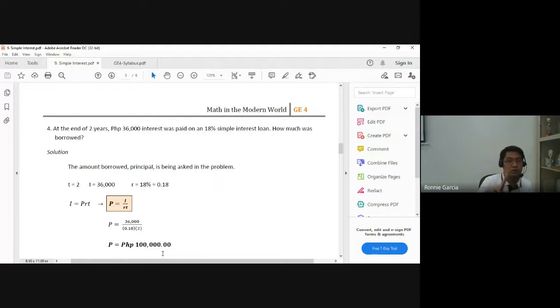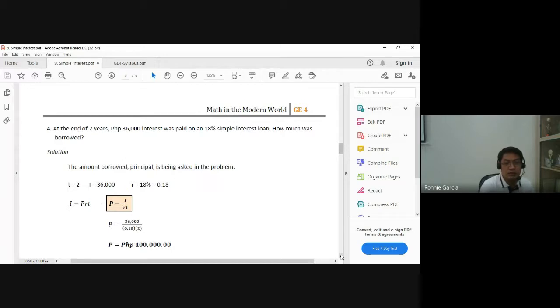So imuha na pong i-solve karon is I is equal to PRT, na ang gawas sa value sa I kay 36,000. So i-check nimo, checking na ni 100,000 times 18% times 2 years. 36,000 ang magawas, di ba? So it means the balance siya, so our answer is correct. It's indeed 100,000 ang iyahang gihiram. Question so far, we have 4 problems already.